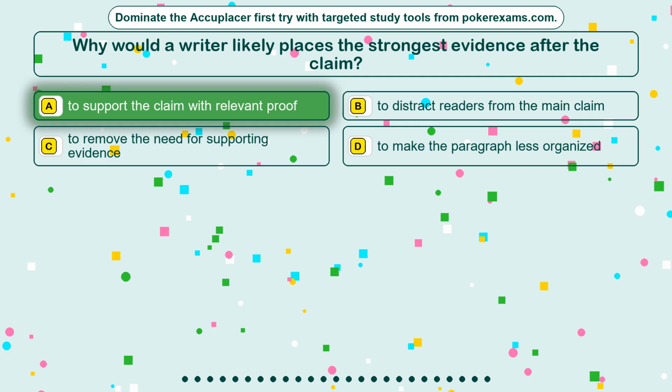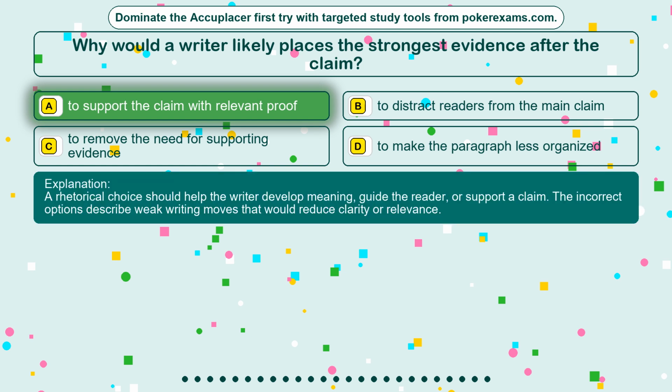The correct answer is option A, to support the claim with relevant proof. A rhetorical choice should help the writer develop meaning, guide the reader, or support a claim. The incorrect options describe weak writing moves that would reduce clarity or relevance.